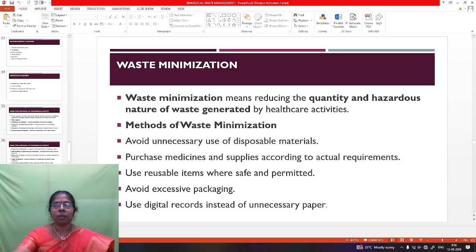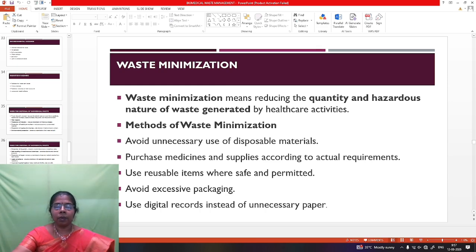How can we minimize the waste? Waste minimization means reducing the quantity and hazardous nature of waste generated by healthcare activities. In general, minimization means reducing the quantity of the hazardous waste. What are the methods we follow for waste minimization? Avoid unnecessary use of disposable materials, and purchase medicines and supplies according to actual requirements. We should purchase only if needed.